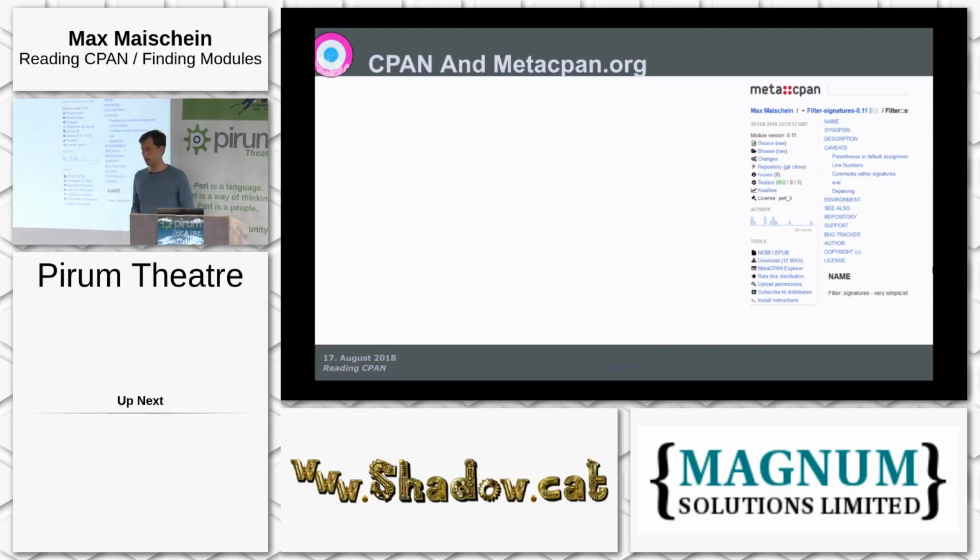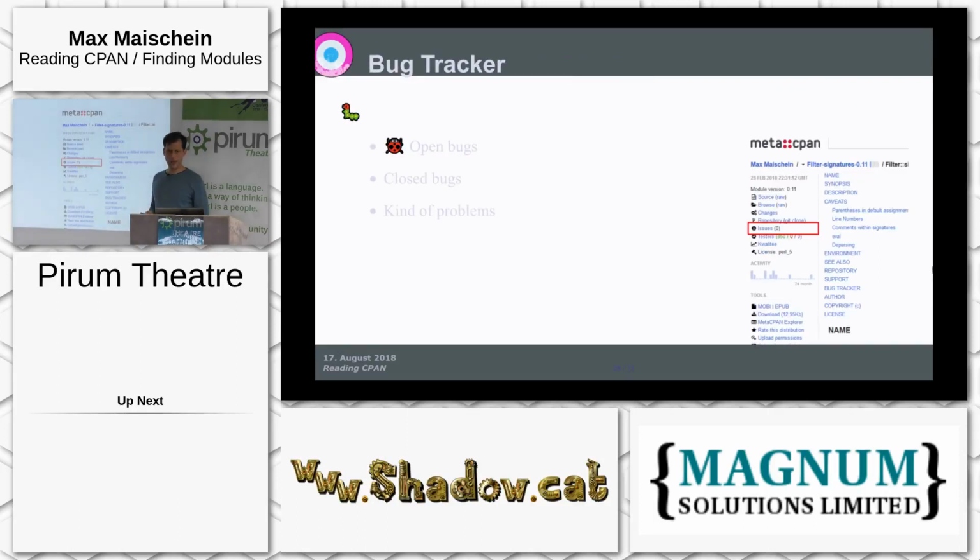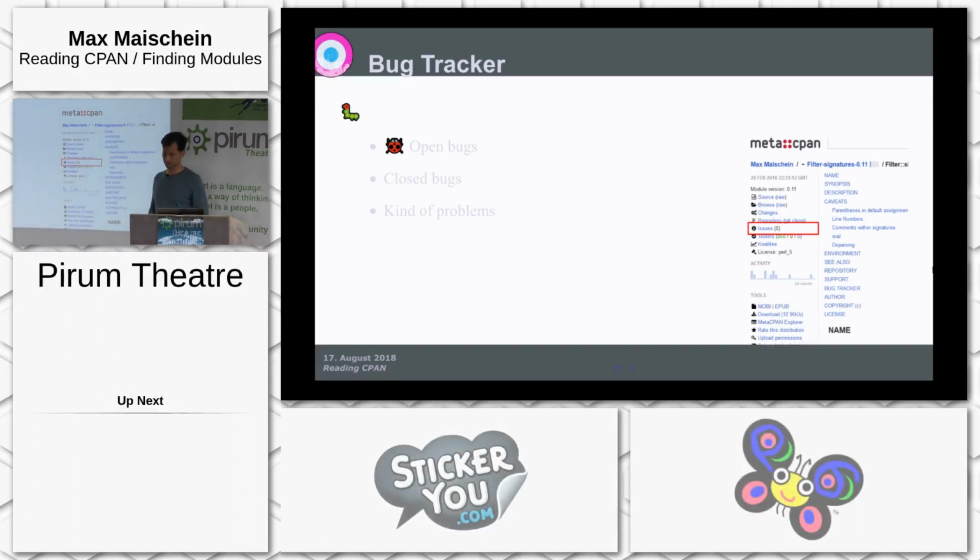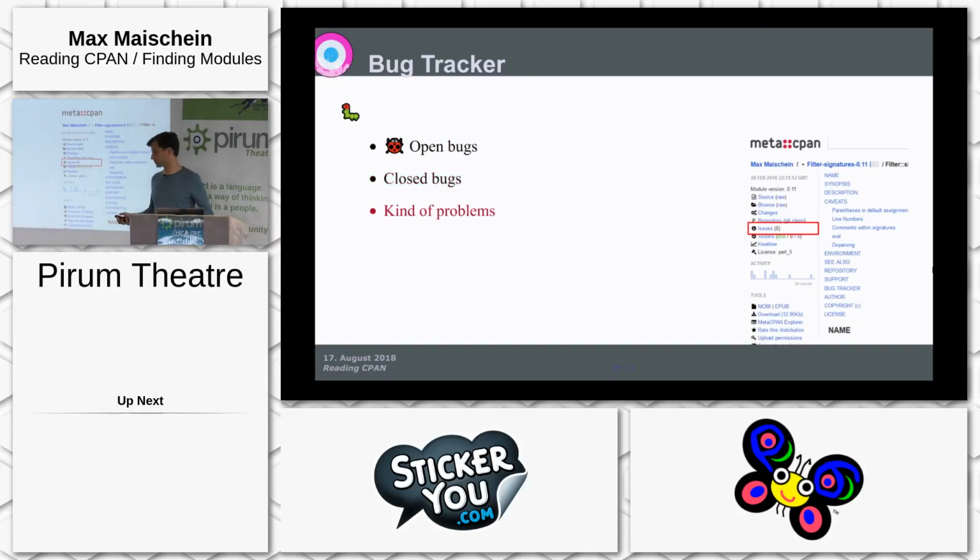Now, if we look at metacpan.org, the web front end of CPAN, for a distribution, we get a lot of links. For example, the bug tracker is usually linked from metacpan.org. So we can easily access it and look at the number of open bugs and the closed bugs, and of course the kinds of problems that people encountered.